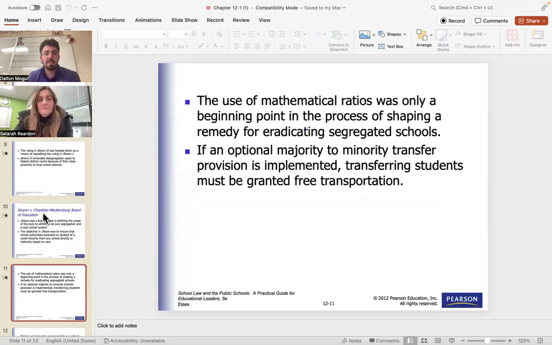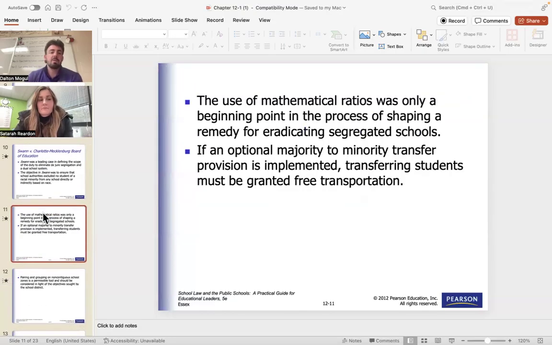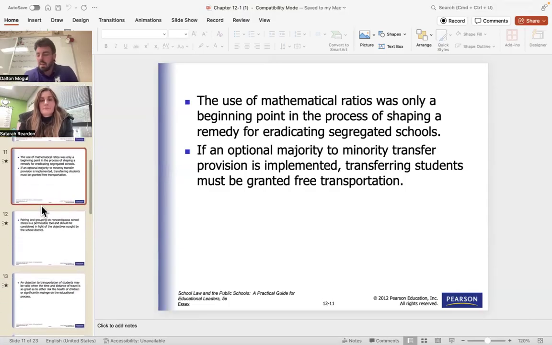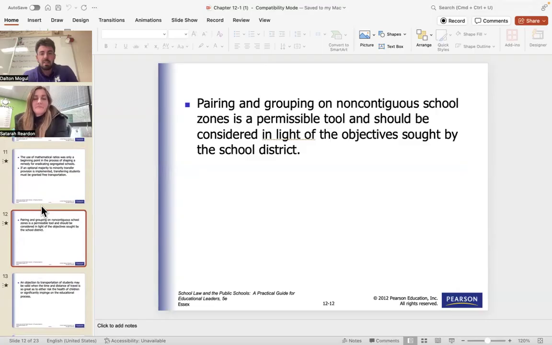A couple of ways they went about this. They used mathematical ratios as a starting point in shaping a remedy for eradicating segregated schools. In the text, it mentions the racial balance requirement was 71% to 29% in individual schools. If an optional majority to minority transfer provision is implemented, transferring students must be granted free transportation. So that was another thing. I think you'll talk about that a little more in busing. I think that's down there later. It is. Yes.